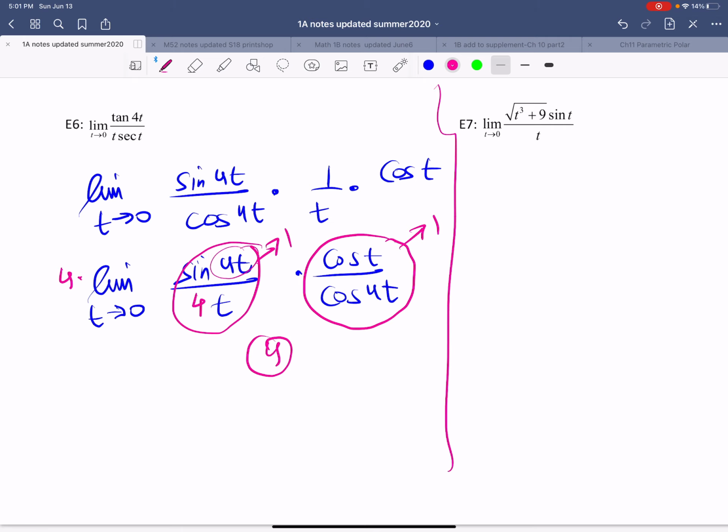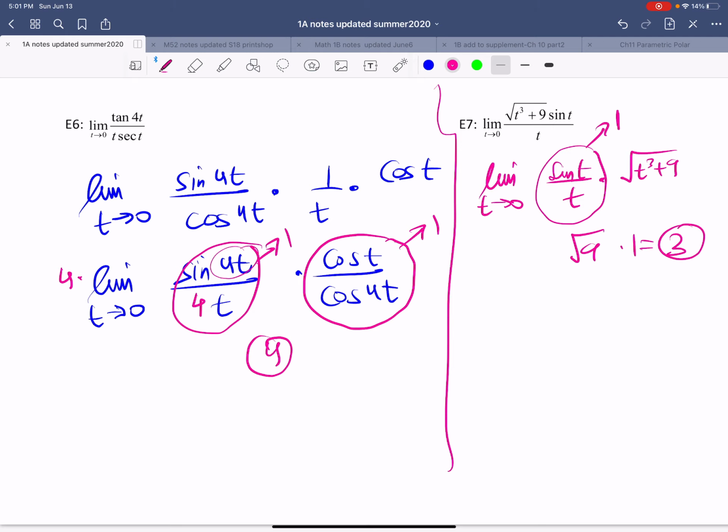Next, we have the limit of the square root of t cubed plus 9 times sine t over t. As t approaches 0, we can isolate sine t over t times the square root of t cubed plus 9. So what is going to happen to this limit? We know sine t over t, as t approaches 0, goes to 1. And the square root of t cubed plus 9, when t goes to 0, is just the square root of 9 times 1, which is equal to 3.